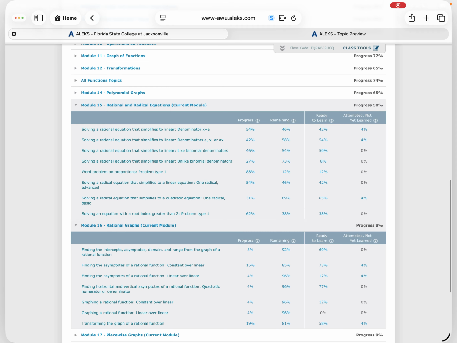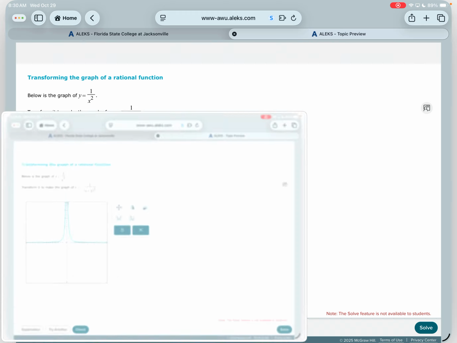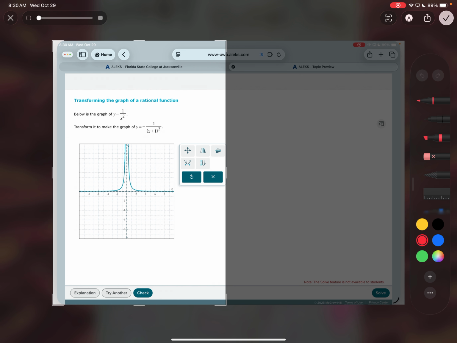Actually, do I want to do this one first? Let me look at this one. Yeah, let's do the transforming first. Okay, so they do have transformations just like they had on the last test.